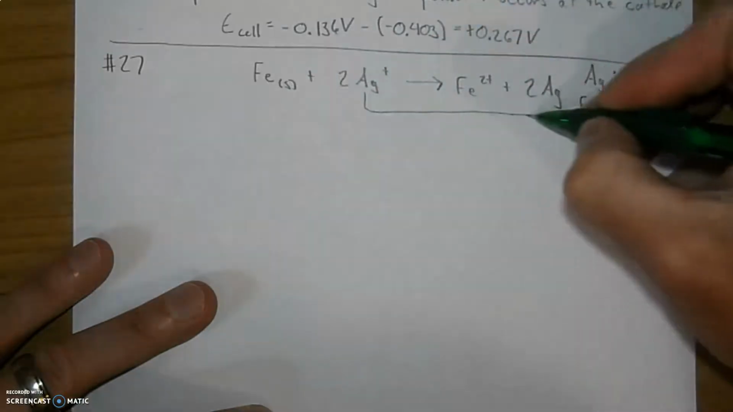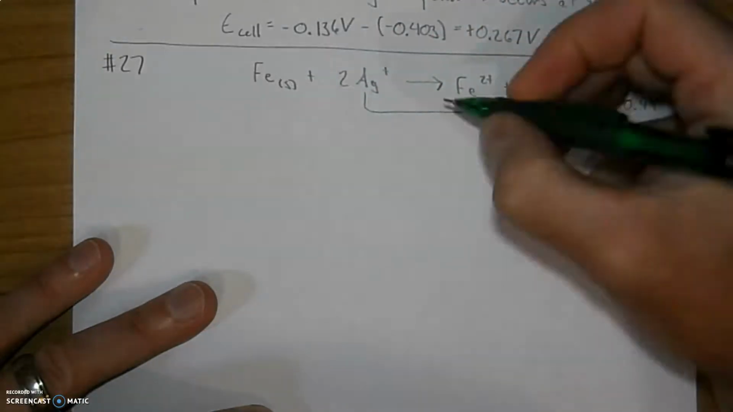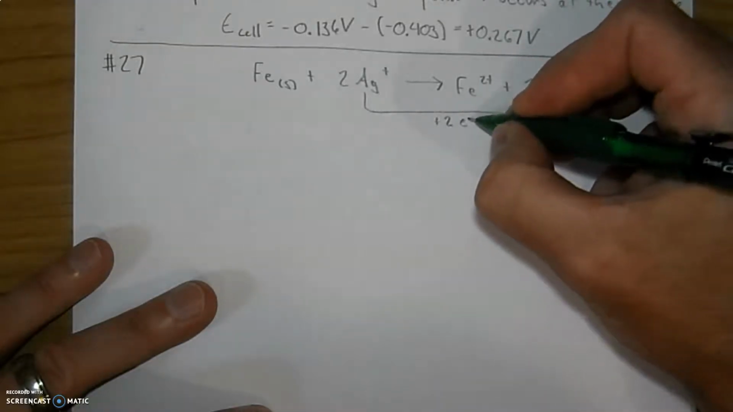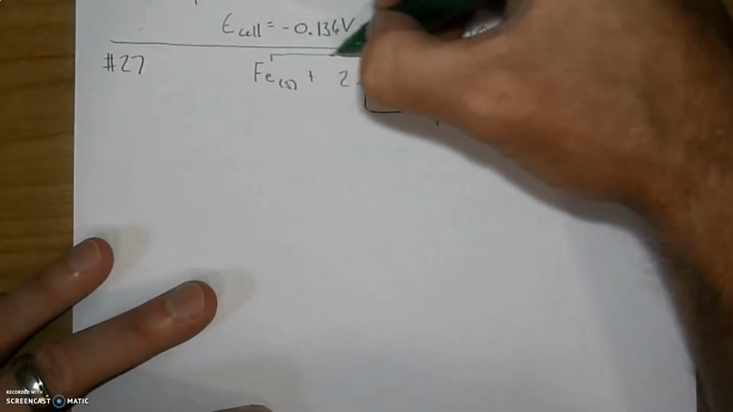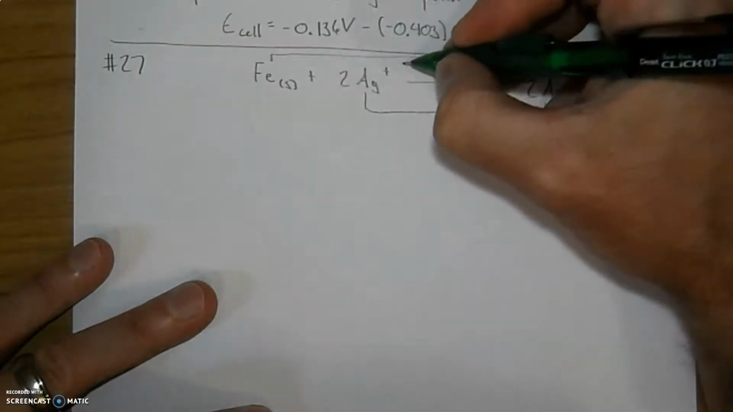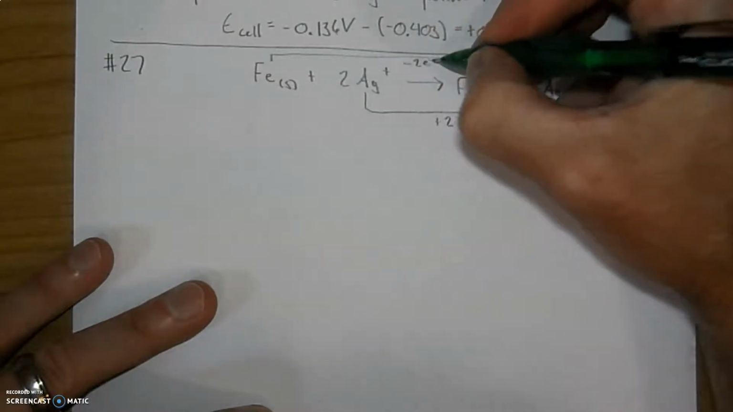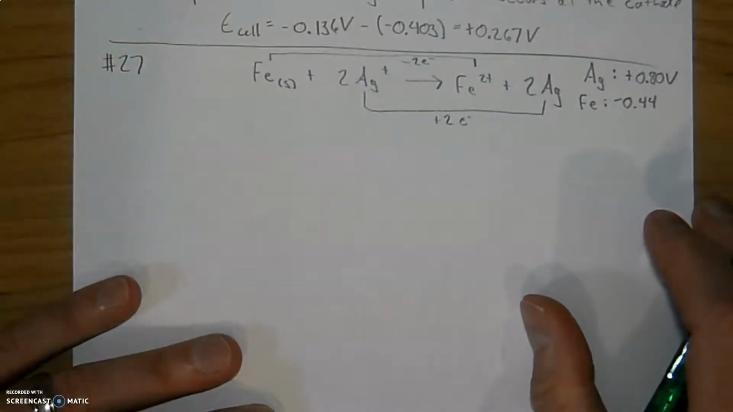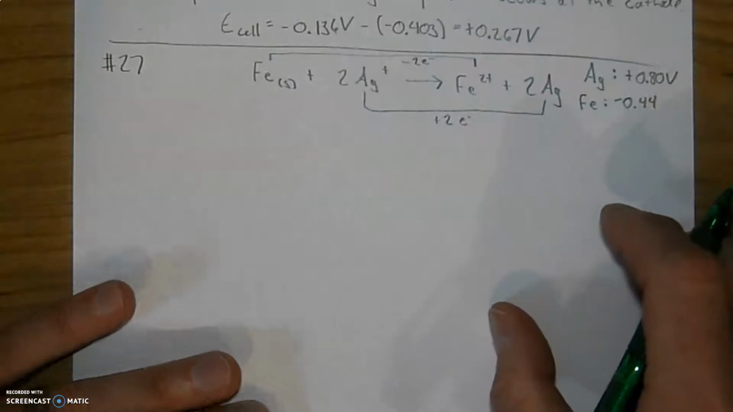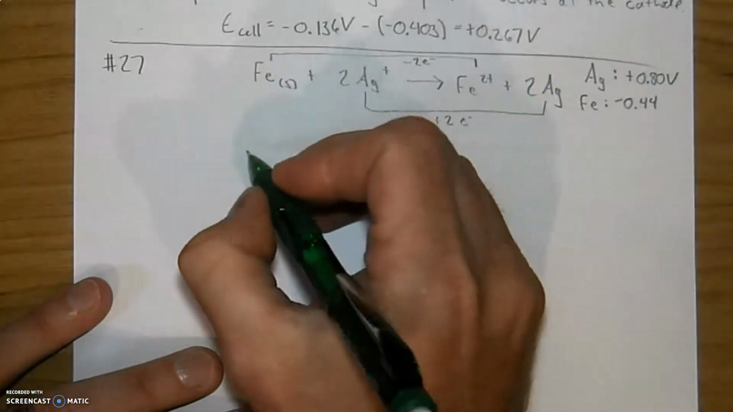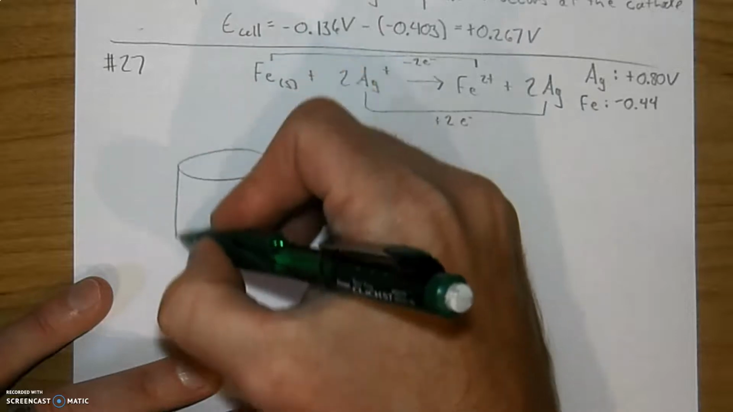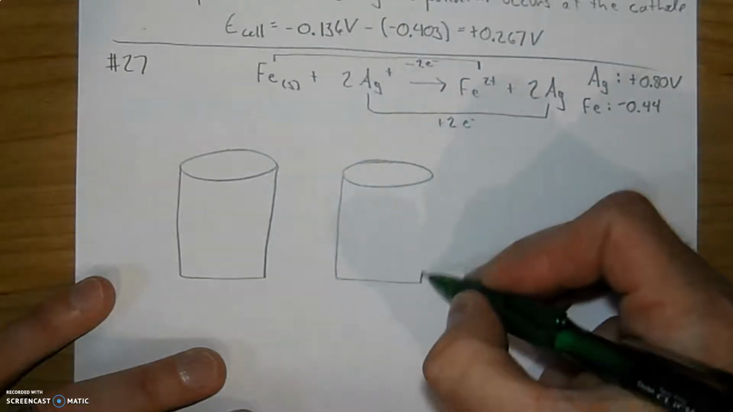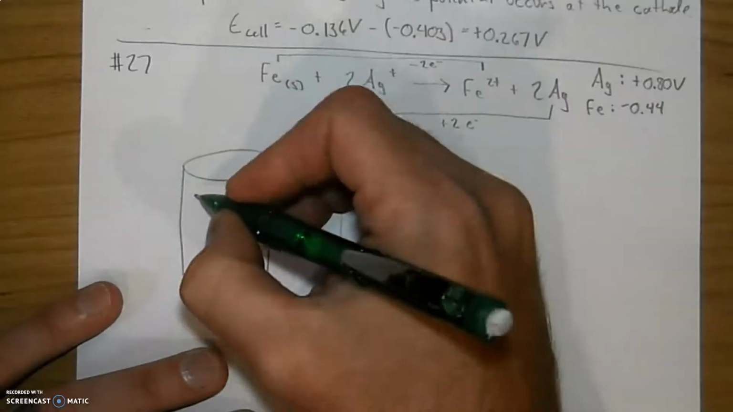So I'm just going to kind of show what's going on here. With the silver, it's gaining 2 electrons, and iron is losing 2 electrons. It has to be the same number, no matter what. Okay, so this little part here first, we're going to make the drawing based on what this looks like. So another one of these electrolytic cells. I should say voltaic cells, excuse me, voltaic cells.